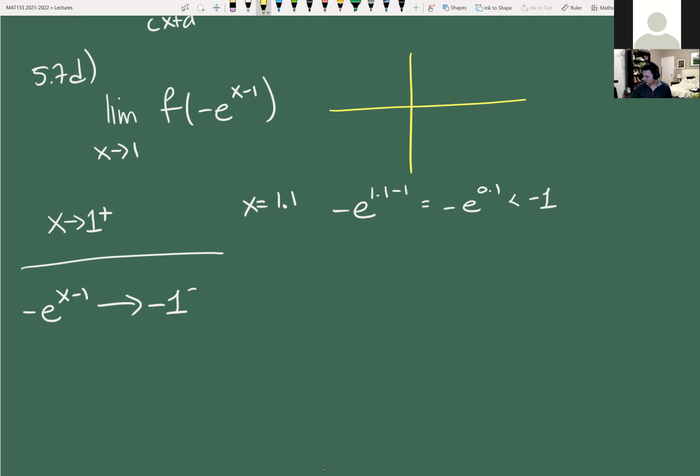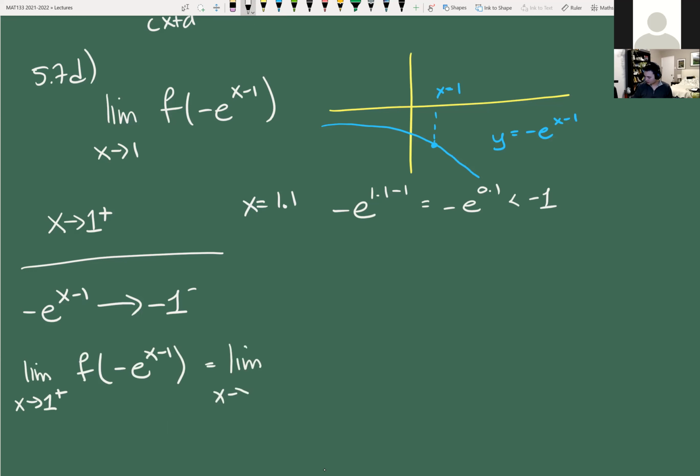You can also think about it in terms of a graph, and the graph looks something like this. And so here's x equals 1. Right, exactly. And so now, as x approaches 1, we get negative e to the x minus 1 approaches negative 1 from the right. So the limit as x approaches 1 from the right of f of negative e to the x minus 1 is the limit as x approaches negative 1 from the left of f of x.